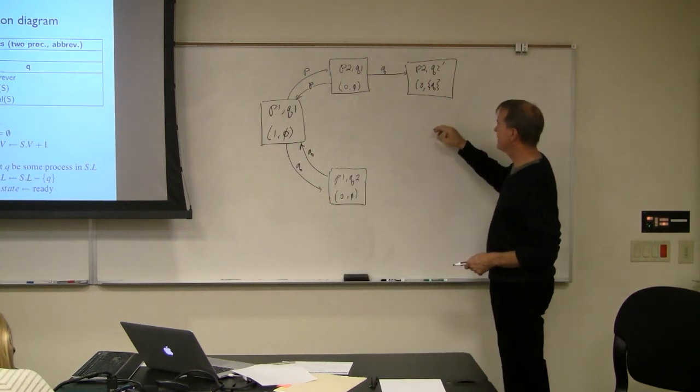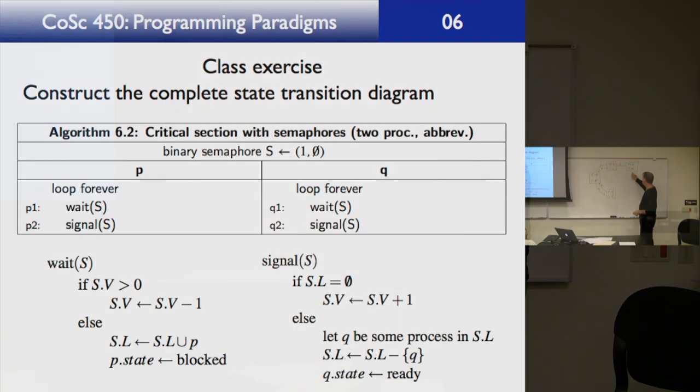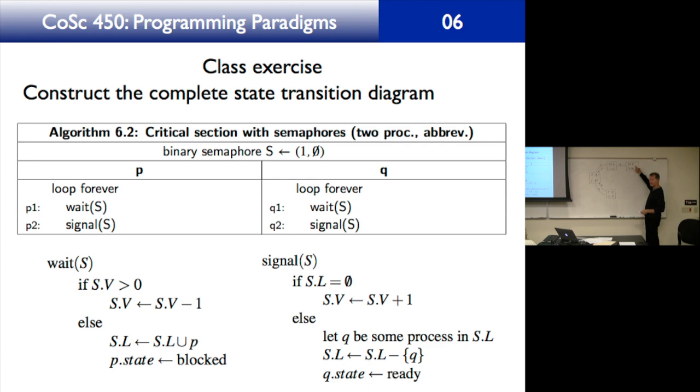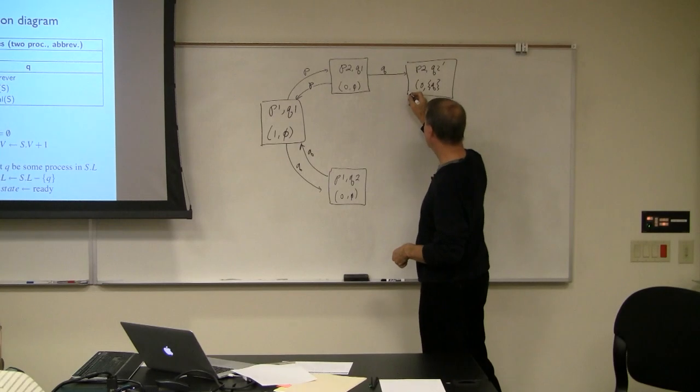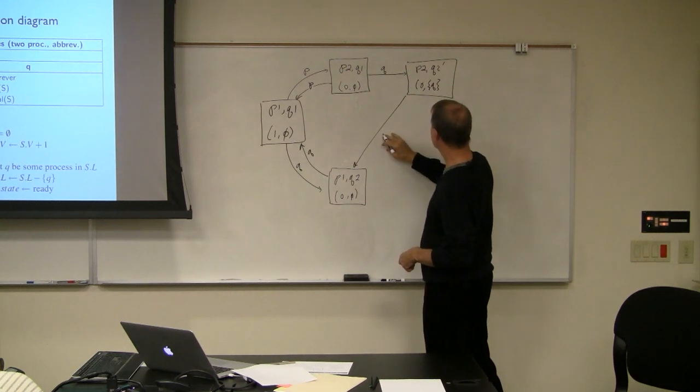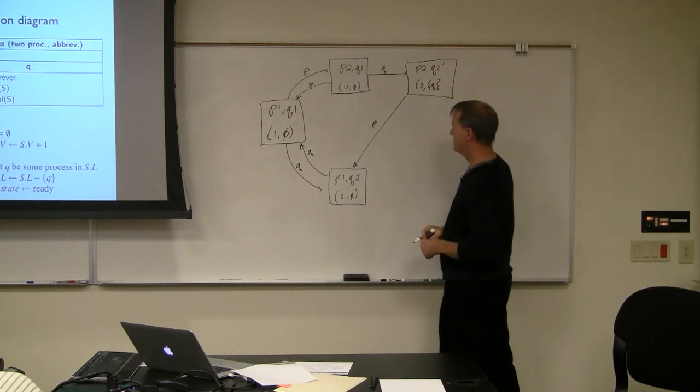Okay, so now Adam, what about if we're in this state and P executes? Because we can't execute Q, right? So if P executes from this, where do we go? Zero comma empty, you are really, really close. It's P1, Q2. Yeah. Are you with me? Because it's no longer blocked. And what state is that? It's already up here. It's this one. So this one comes to here on P, right? Is everybody clear?